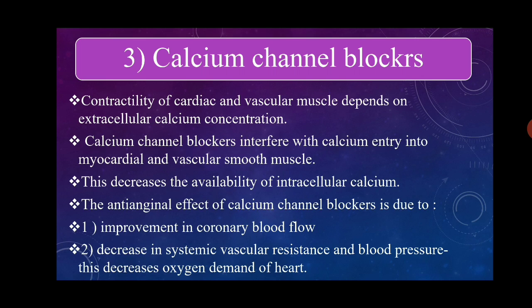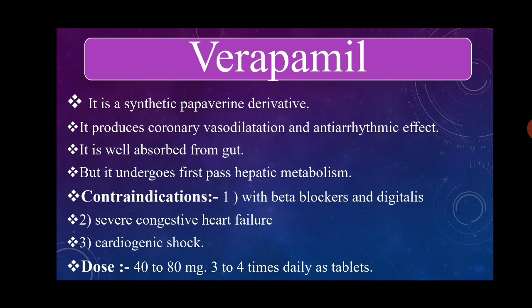There are various drugs present. See the next slide. Verapamil. Verapamil is a calcium channel blocking agent. It is a synthetic papaverine derivative. It produces coronary vasodilation and an anti-arrhythmic effect. It is well absorbed from the oral route, but it undergoes first pass hepatic metabolism.